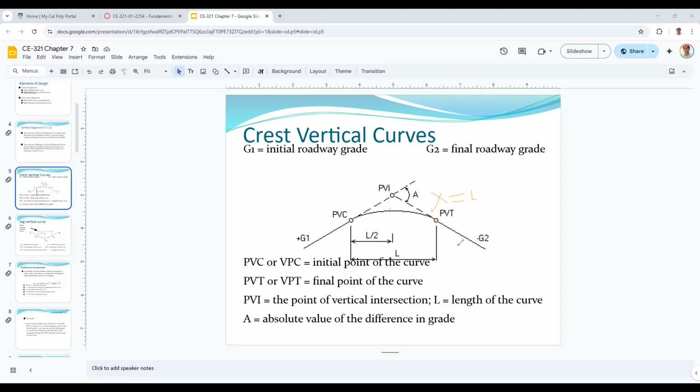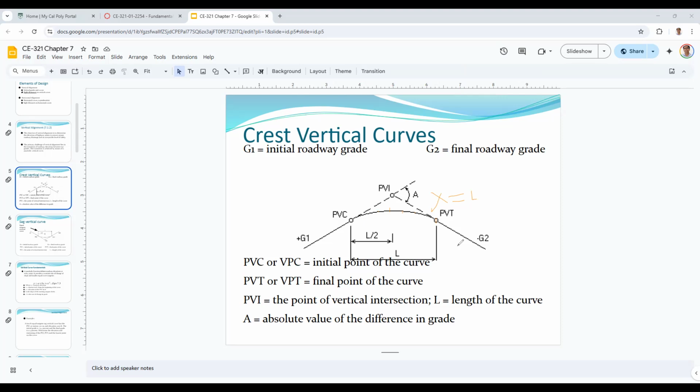And then the other thing is that these G1 and G2 grades, the upgrade or the downgrade, are useful as well in figuring out some of these elevations. I've talked about what these grades mean, right? If G1 is equal to, let's say, 5%, that means if you go 100 feet horizontal, you'll go 5 feet vertical. That's what a 5% grade means. And if it's a negative grade, if G2 is negative 3%, if you go 100 feet horizontal, you'll go down by 3 feet.